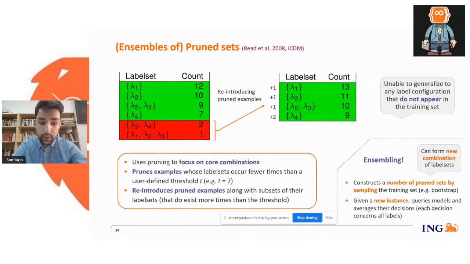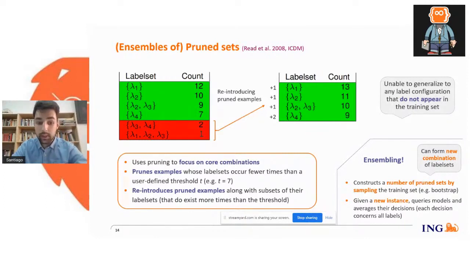So there are some models that try to improve the limitations of label powerset. The first one is pruned sets and its ensemble version again. Here, label sets, that is, combinations of labels that rarely occur, are pruned, and they are reintroduced along with subsets of the label sets. In this example, the label set of labels 3 and 4 is pruned, since only 2 total cases exist in the dataset. At the same time, those cases are reintroduced in the dataset along with the label set of label 4, this fourth example in the training set.